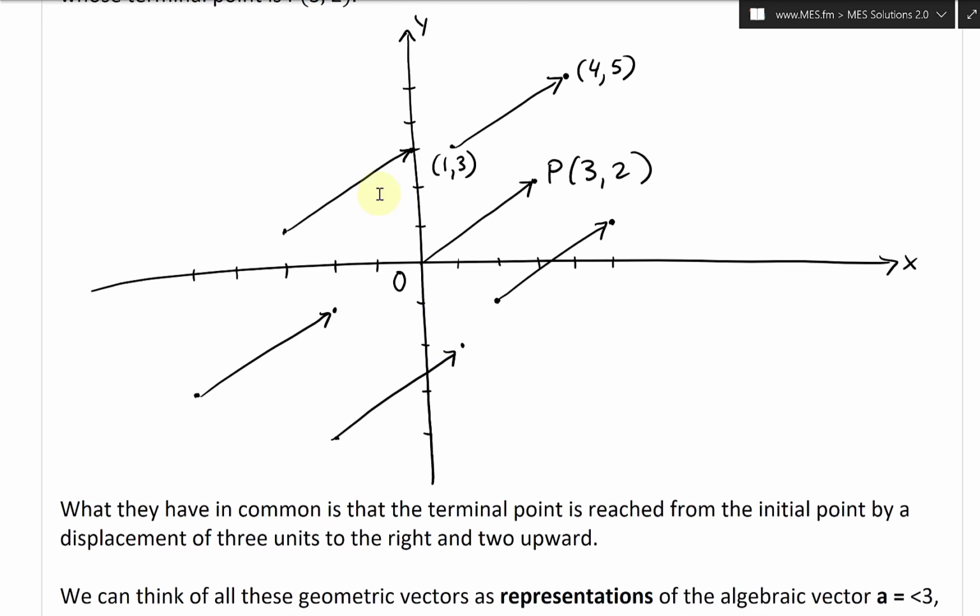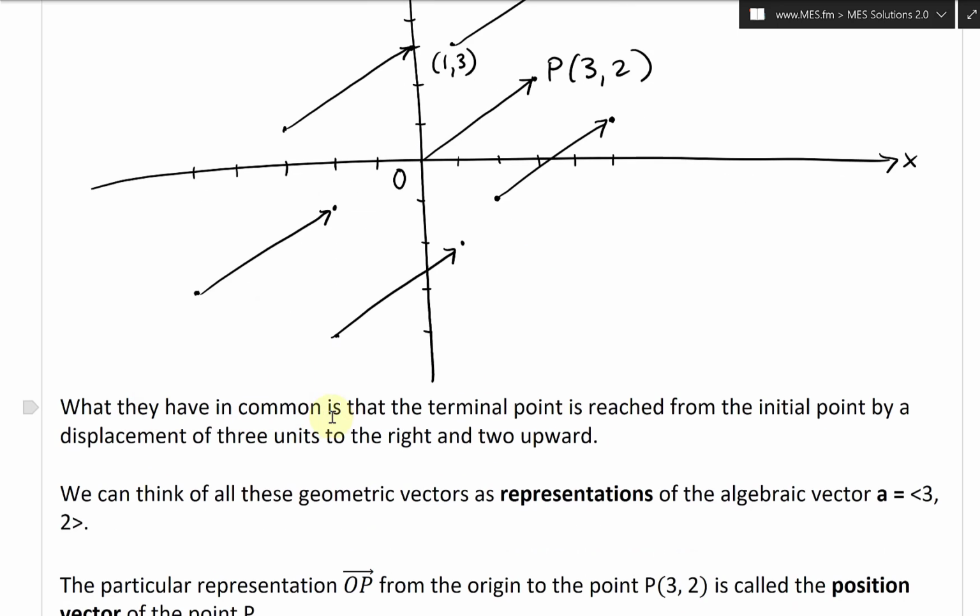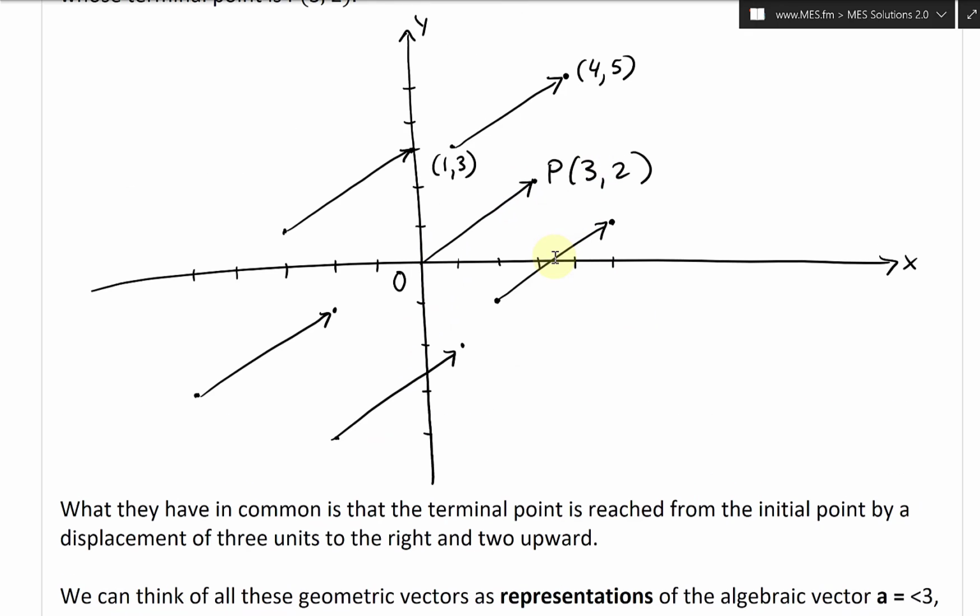So what all these have in common is that the terminal point is reached from the initial point by a displacement of 3 units to the right. So we go here 1, 2, 3, and 2 upwards. So we go 1, 2. So every single one is 3 right, 2 up.